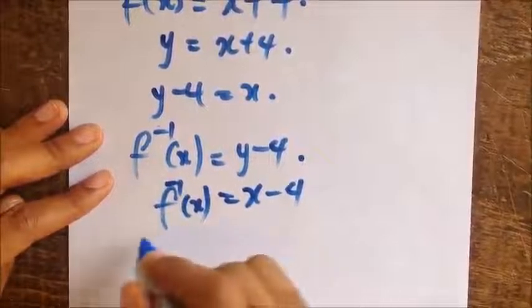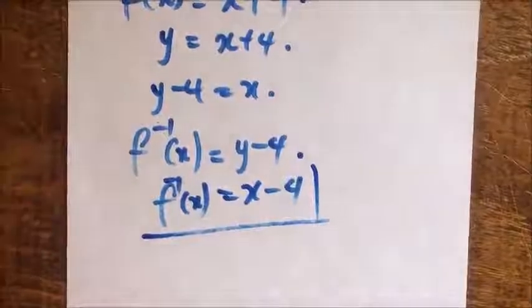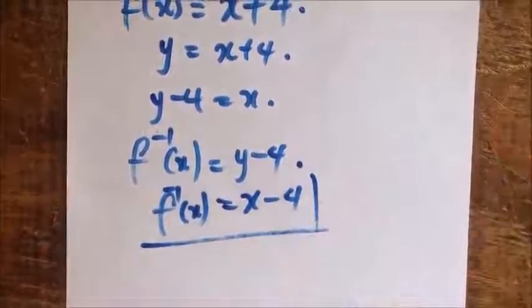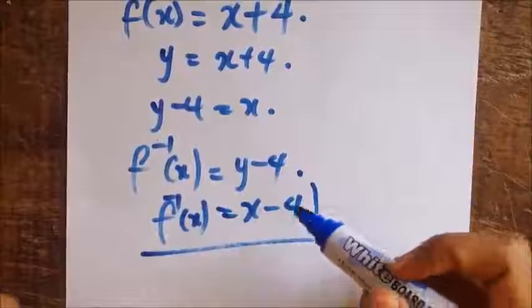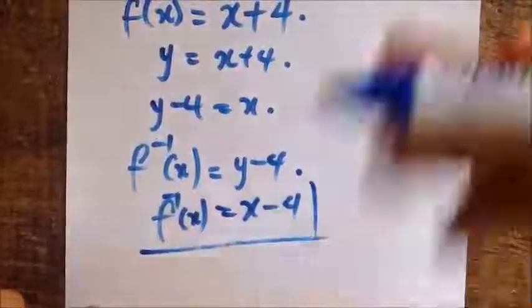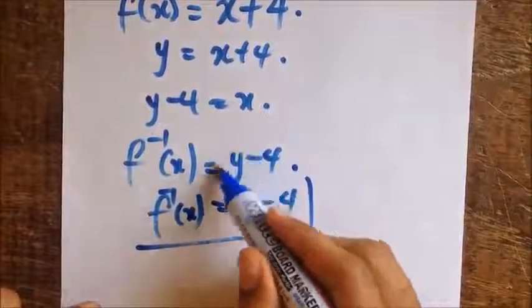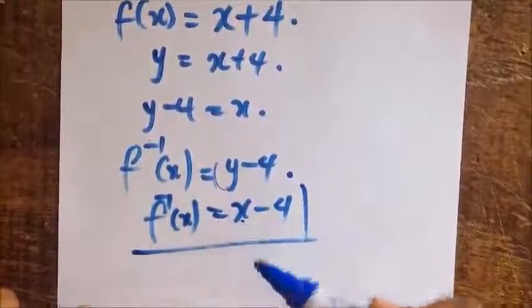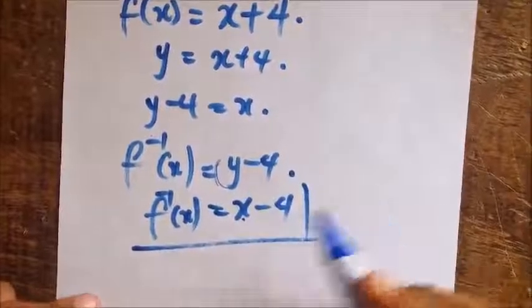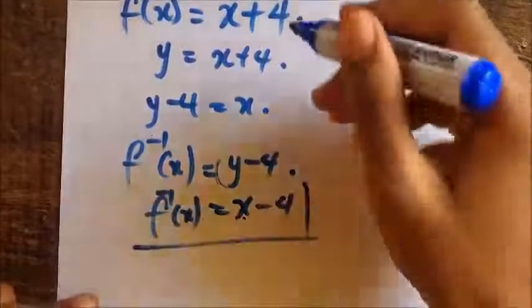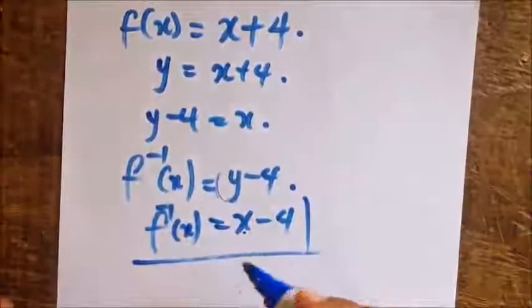So to find the inverse, we said what we do is we try to make x the subject of the formula, and at the end, after we've solved and made x the subject of the formula, we can't forget to replace our y's with x's, since our functions are in terms of x always. So f inverse of x is this. f of x is x plus 4. f inverse of x is x minus 4.